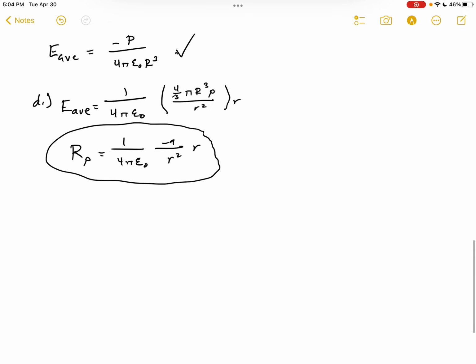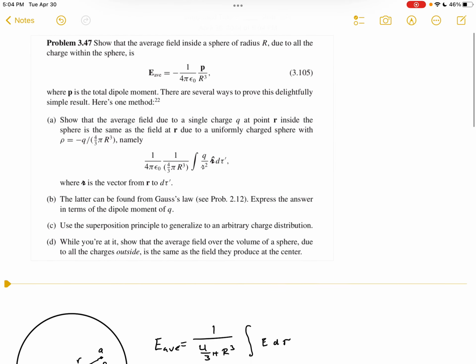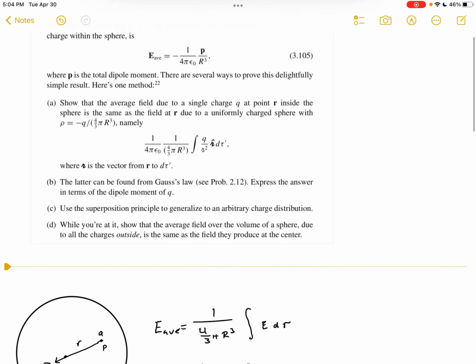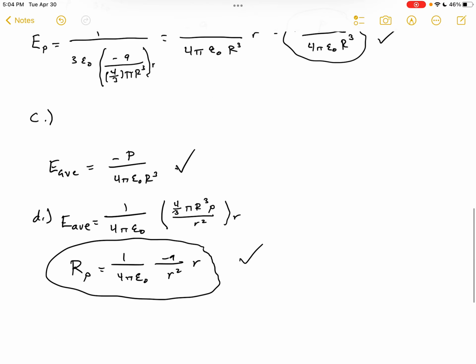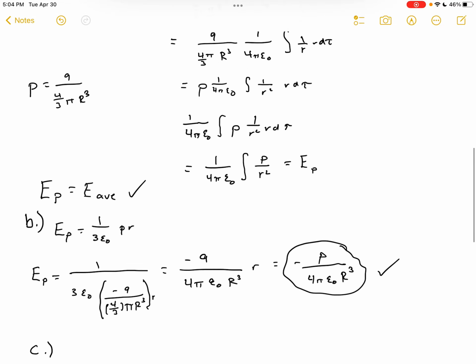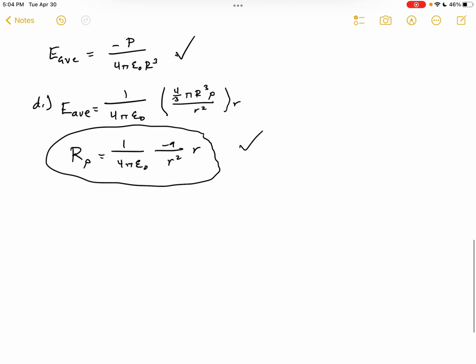And that will be our last answer, which verifies that the average field inside a sphere of radius R due to the charge within the sphere is negative 1 over 4 pi epsilon naught, p over R cubed, because we got that for every single part. Thank you for watching this question.